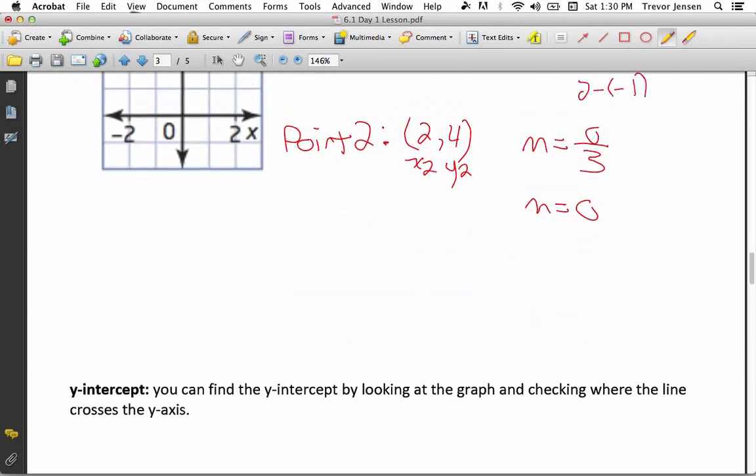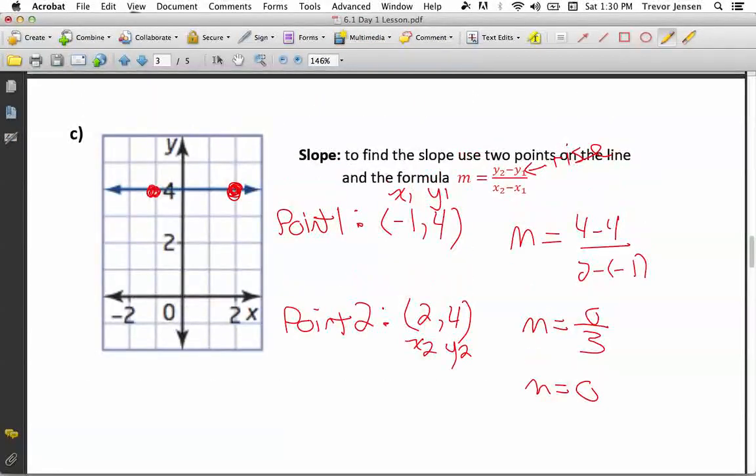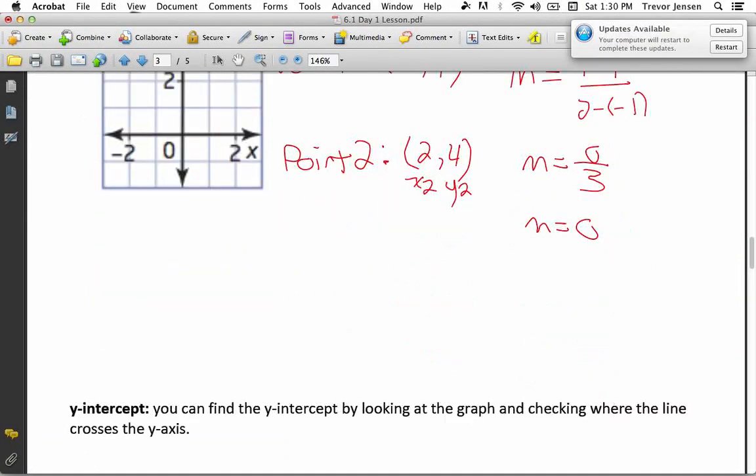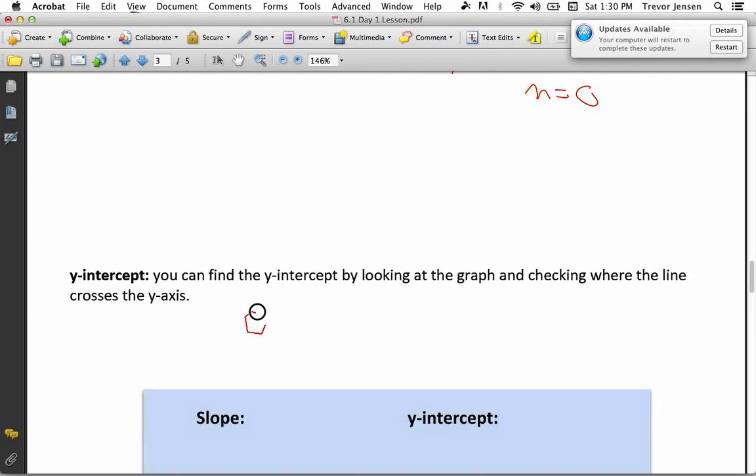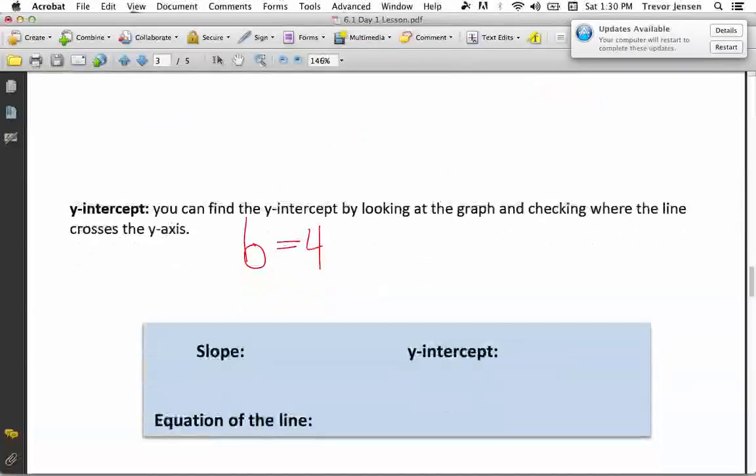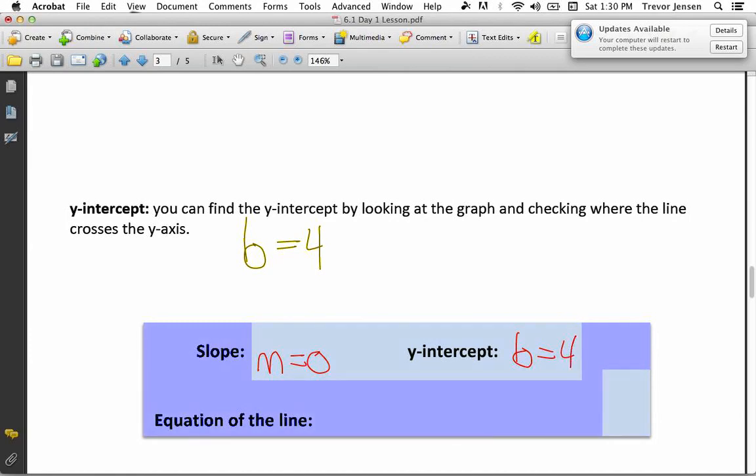What's the y-intercept of this line? Where does it cross the vertical axis? It crosses the y-axis at 4. So my y-intercept is 4. My y-intercept, my b value, is equal to 4. Okay, so if I want to write the equation of this line, my slope, my m value, is equal to 0. My y-intercept, my b value, is equal to 4.